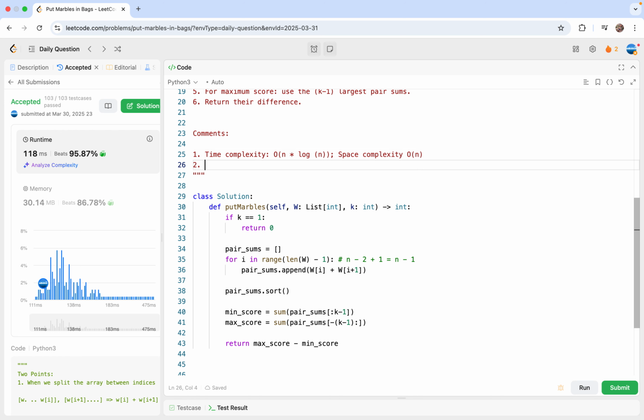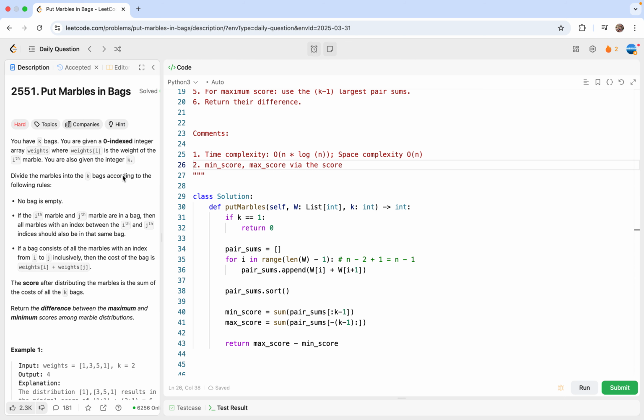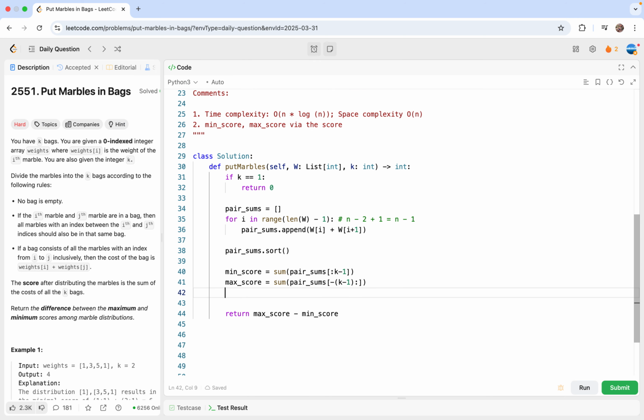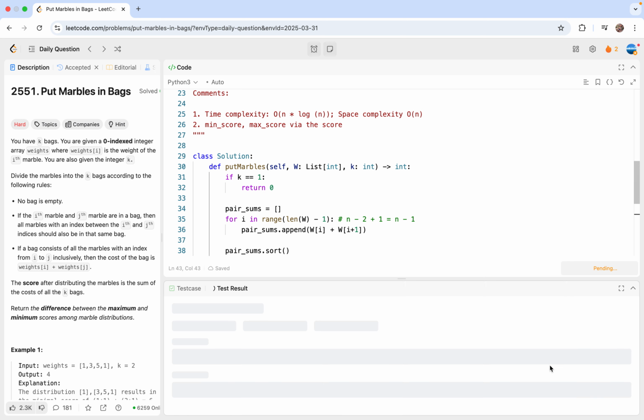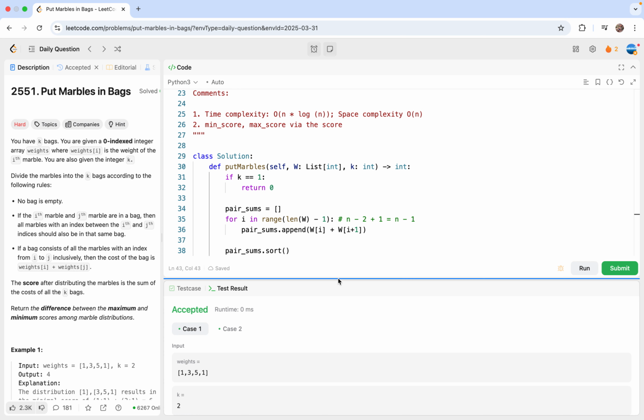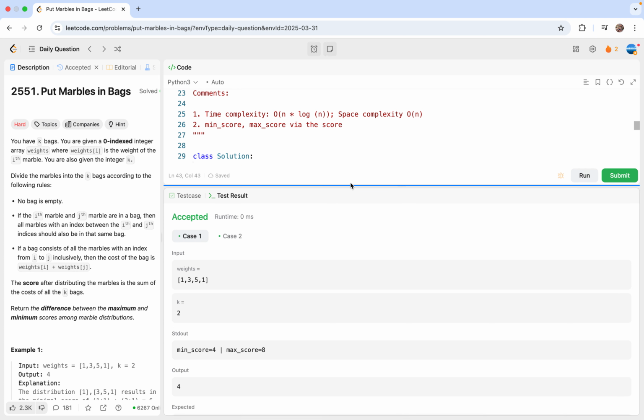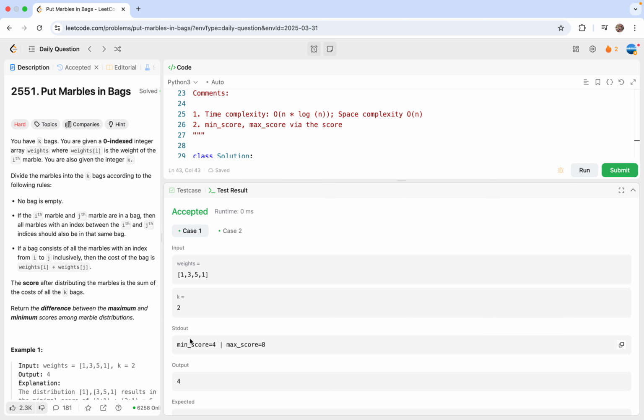The second comment is the min score and the maximum score versus the score in the problem requirement, right? So here I can do some print. Yeah, let's look at example 1. So here you have min score is 4 and maximum score is 8.